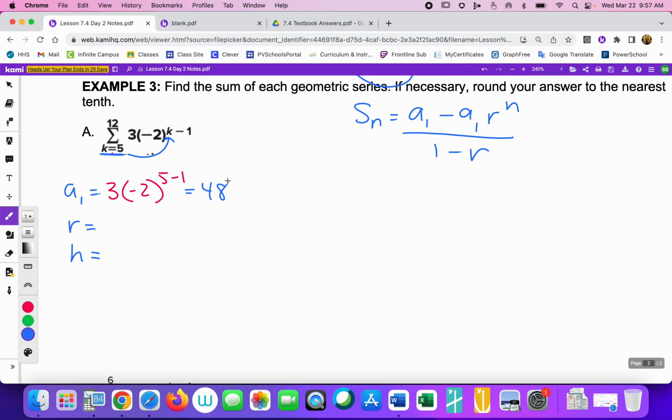Any questions about that? Now R is the base of the exponential part of it, which is in the parentheses. So R is always going to be right there, -2. Okay. So it's whatever the base of the exponential portion of it is. Now N on example 1 was 6 because we had 6 rows of dominoes. Okay. N is how many numbers in this sequence? Now that is 5 through 12, including 5. So 5, 6, 7, 8, 9, 10, 11, 12. That's how many numbers?